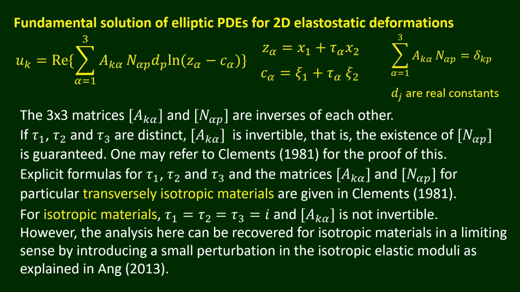For isotropic materials, τ1 equals τ2 equals τ3 equals i, and the matrix A_kα is not invertible. However, the analysis here can be recovered for isotropic materials in a limiting sense by introducing a small perturbation in the isotropic elastic moduli, as explained in Ang, 2013.